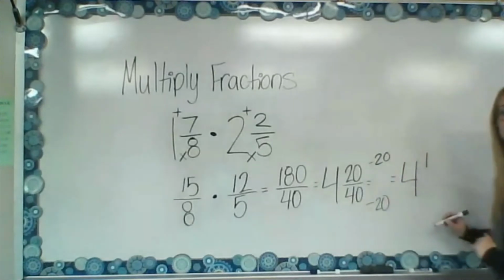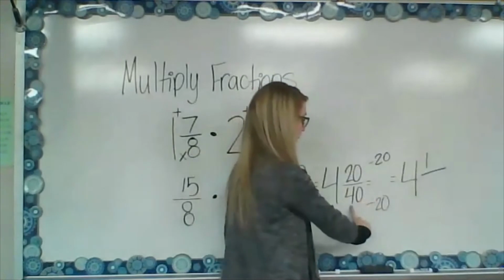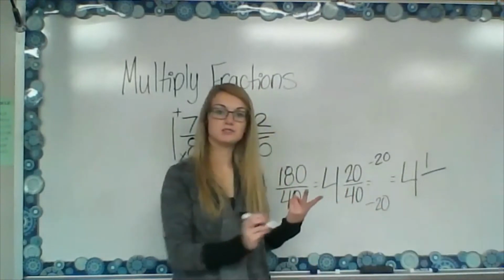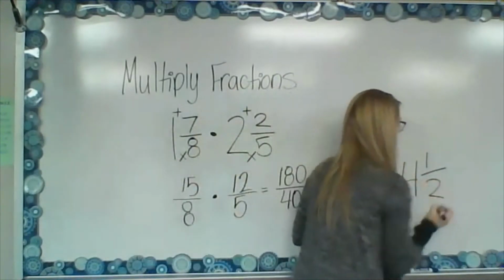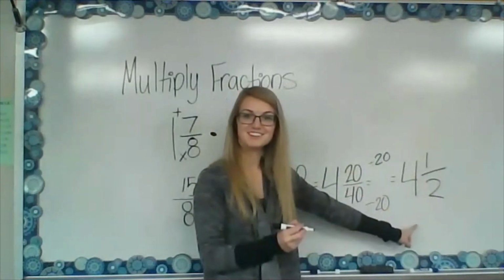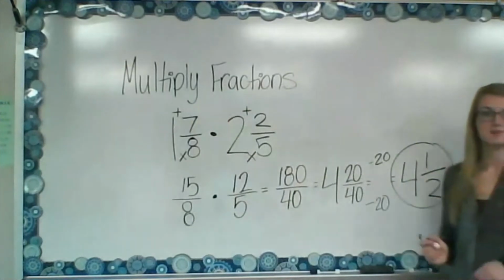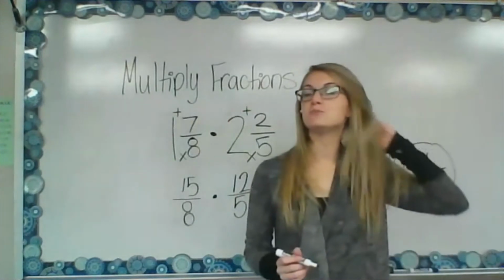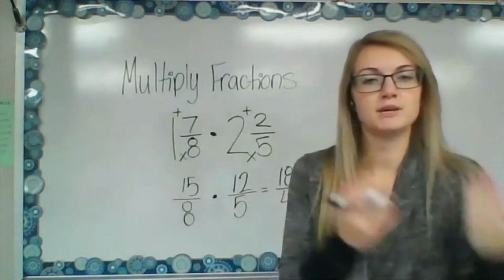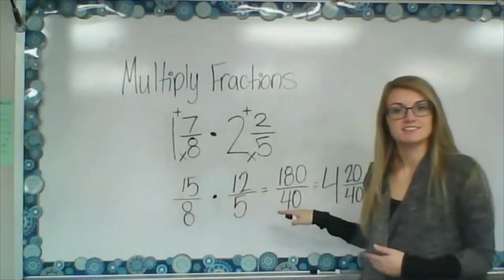You still see this over here? Okay, and then I'll switch. 40 divided by 20 is 2. So now, after all this multiplying, my final answer is 4 1/2. Okay, so that's how you're going to do mixed numbers. You just change them to improper fractions, and you just multiply straight across.